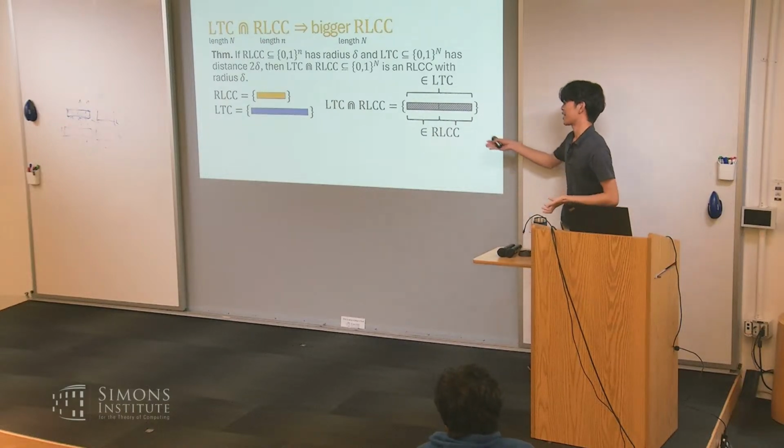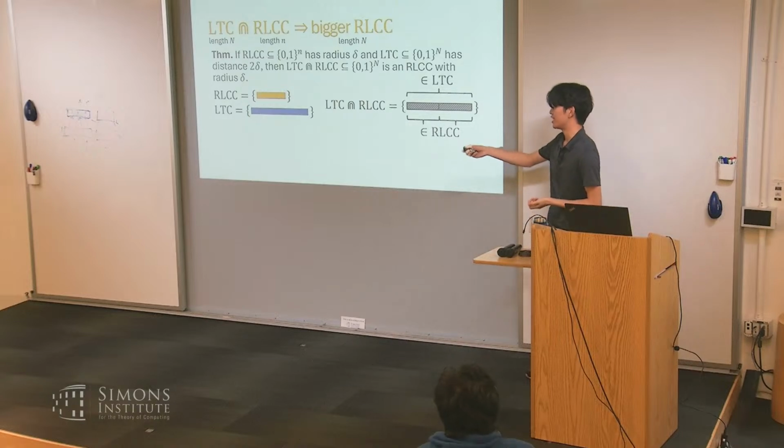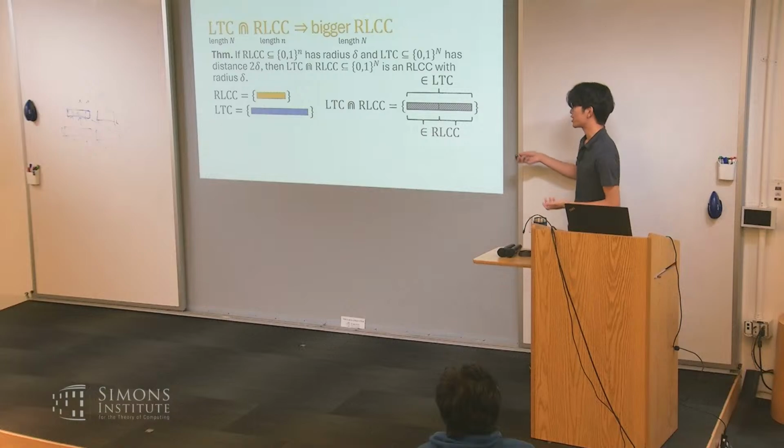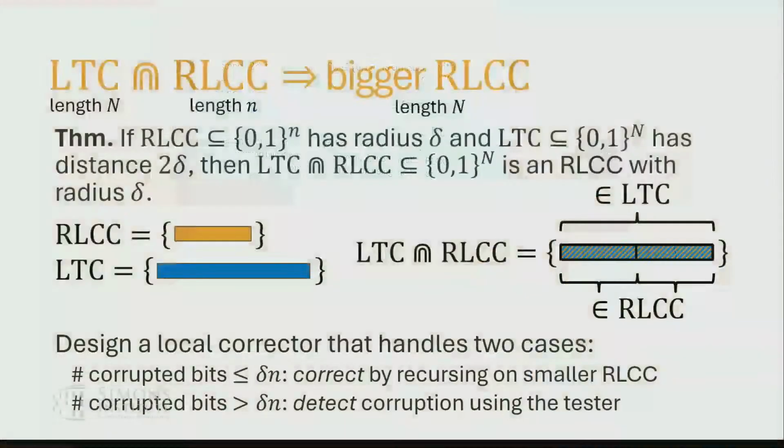Right. So what does this hybrid structure give us? How do we show that this LTC nest RLCC has a relaxed local corrector? To use the hybrid structure, we can use a local corrector that handles two cases. Basically, if the number of corrupted bits is really small, we only have to look at a substring of the input. And if the number of corrupted bits is really large, then we have this really strong local tester, and we can catch that case. That's basically what's going to happen.